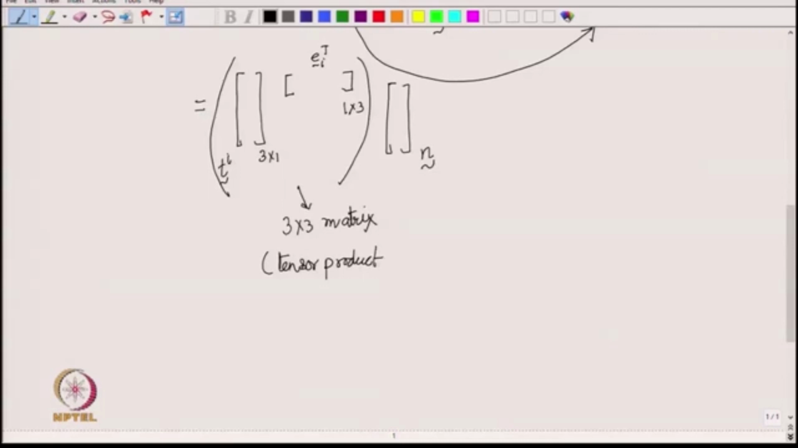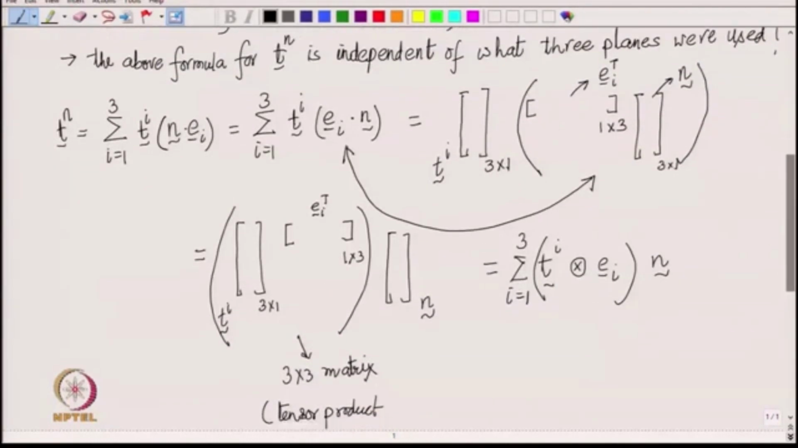Right. So, I go back to the vector notation, and I could write this now as summation over i equal to 1 to 3, T_i tensor product e_i, multiplied by n. See, very simple. So, I started with, you see what we had earlier, T_i (n dot e_i). I started from here and I got the final result also.